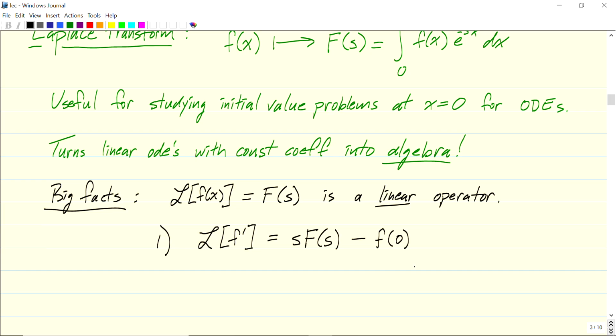And once you know that formula, you can do it twice. So if I know that formula, I can do it twice in a row. I would write it out for f double prime. And if you do it twice, an s squared pops out. S squared times F of s, minus s times f of 0, minus f prime of 0.